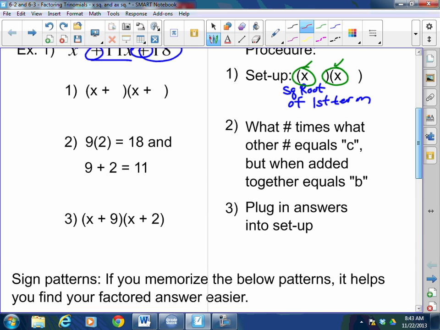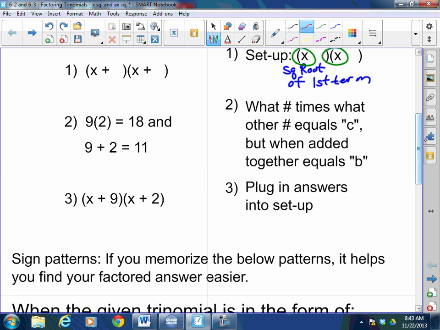Okay, the question was, when I put the 9 and 2, does it matter what order? Not in this case, because they were both positive. But let's say that I had a negative 9. I better put negative 9 and not switch it and put a negative 2. But no, it does not matter because of the commutative property of multiplication.